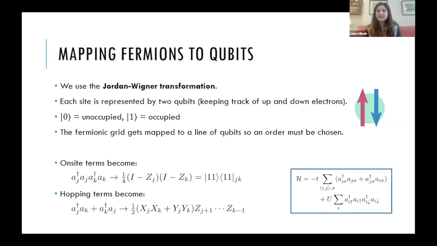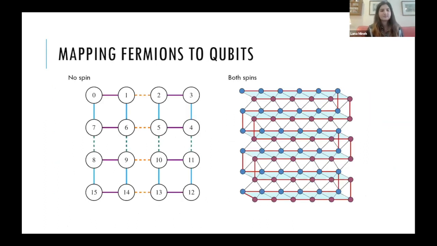So what happens when we actually do the mapping? The on-site terms become a projector onto the 1-1 state, and the hopping terms become XX plus YY on the qubits of interest, and you get Z strings between the qubits in between, with respect to the Jordan-Wigner transformation.